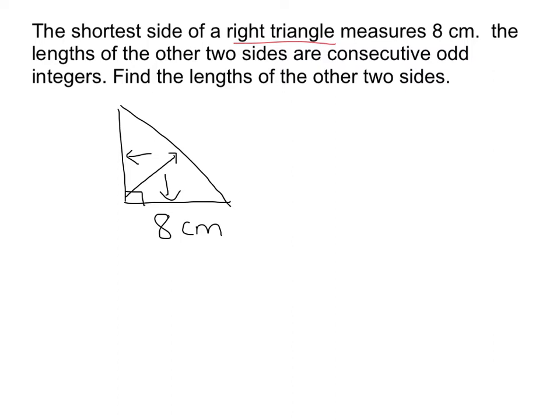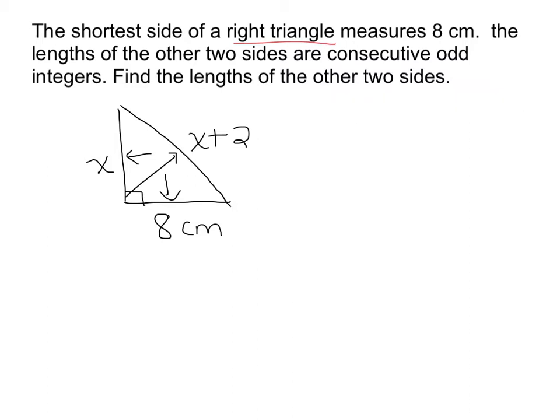So imagine that the first length is x. Then the hypotenuse would be x plus 2 because odd integers. It's like we're saying that x is, say, 3 and x plus 2 would be 5. Consecutive odd integers. So that would just be an example of how you would see that.